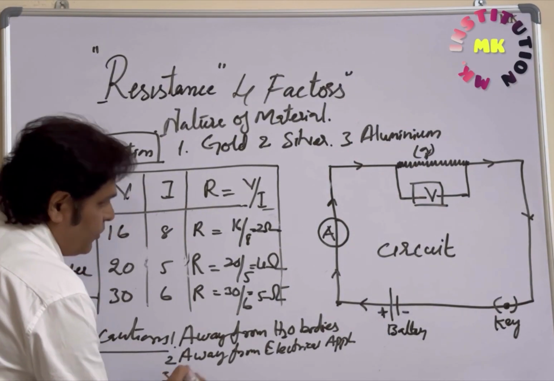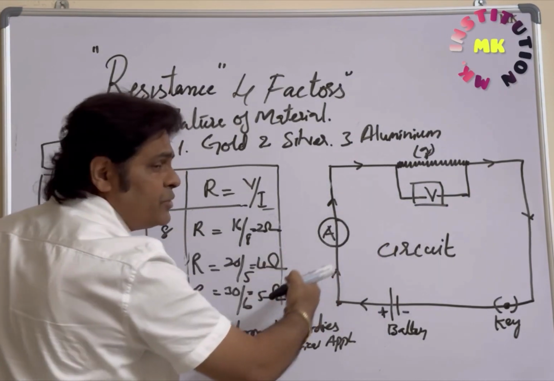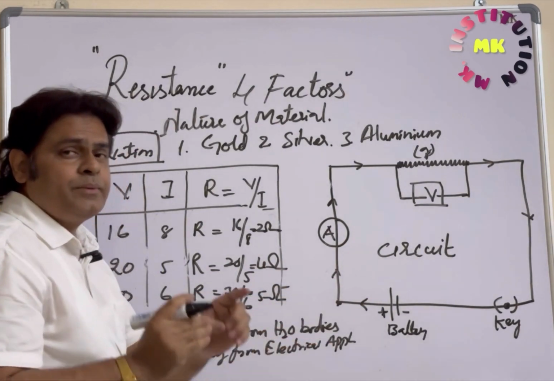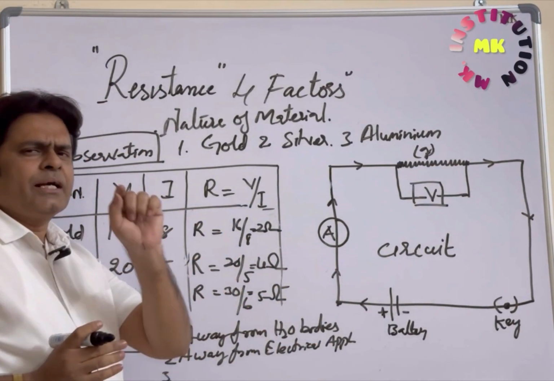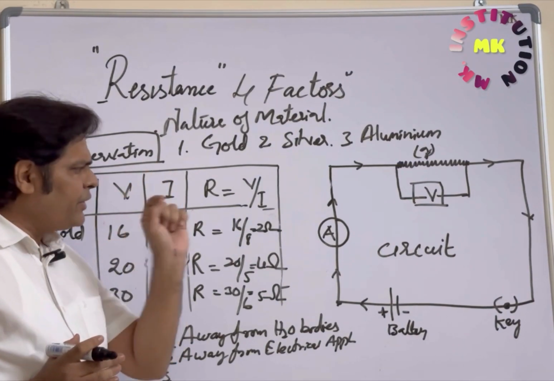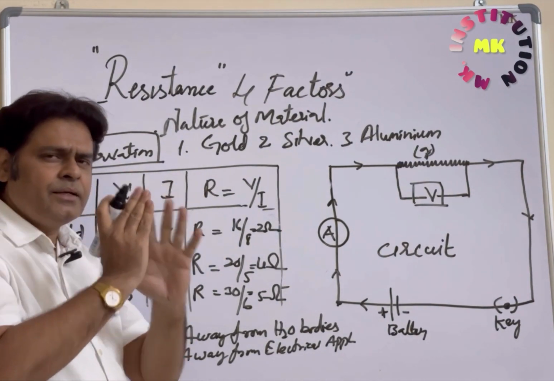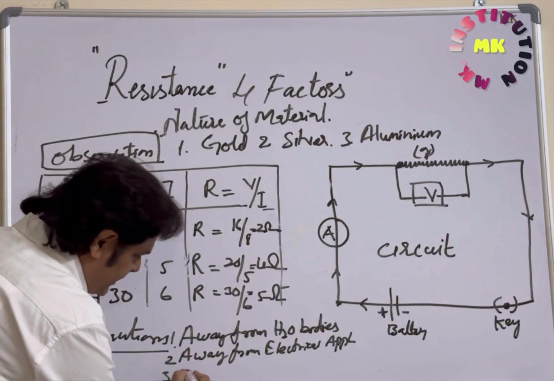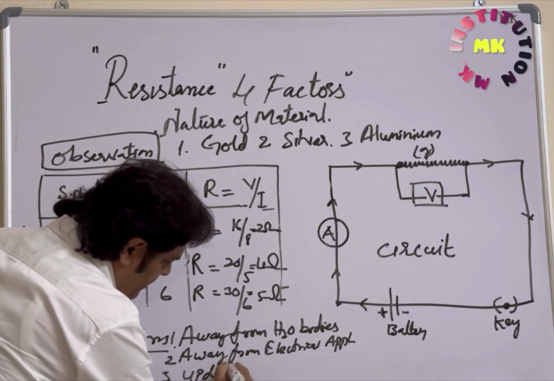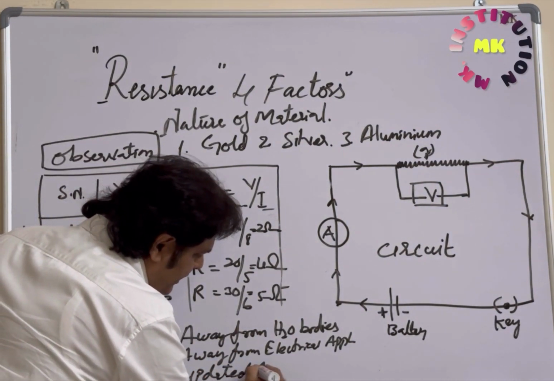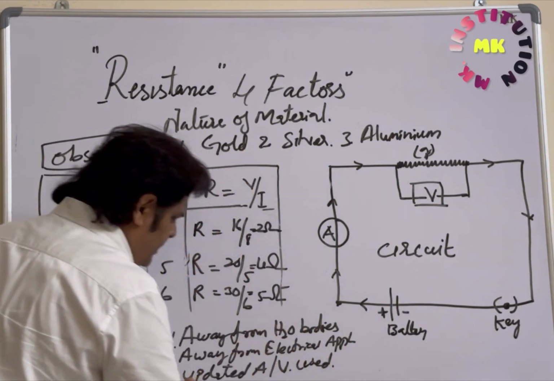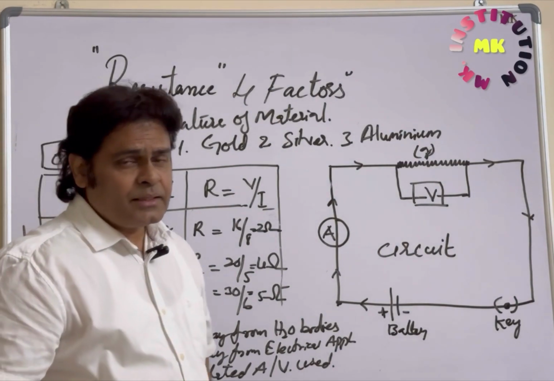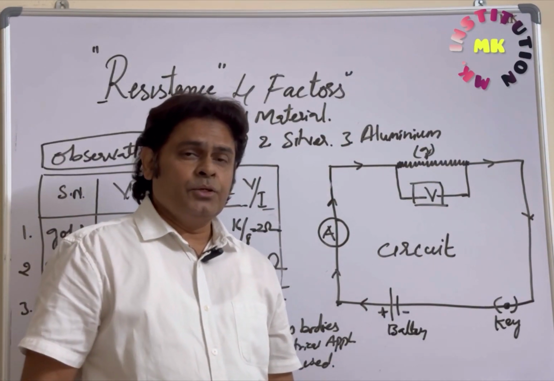Third precaution, the ammeter and voltmeter you're using, this device should be updated. If it is updated, then it can give the accurate value. Accurate reading it can give, a perfect reading it can give here. So it should be updated. Updated ammeter and voltmeter should be used. Clear? Updated ammeter and voltmeter should be used.